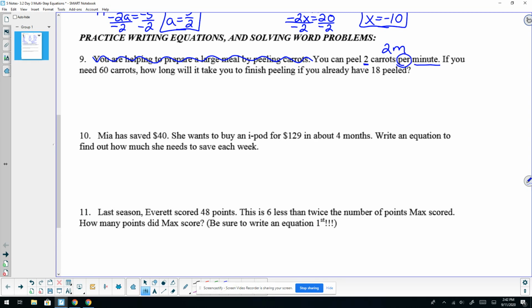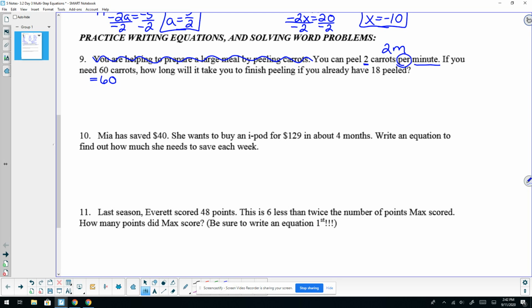Okay? If you need 60 carrots, again, I'm going to stop because that is a good piece of information. It says if you need 60 carrots, that's kind of final to me. That seems like it's our ultimate goal. So that's going to be equals 60. And I know that the 60 will be on a side by itself. Okay? So now we'll continue.